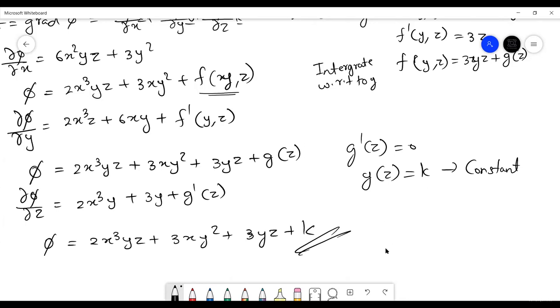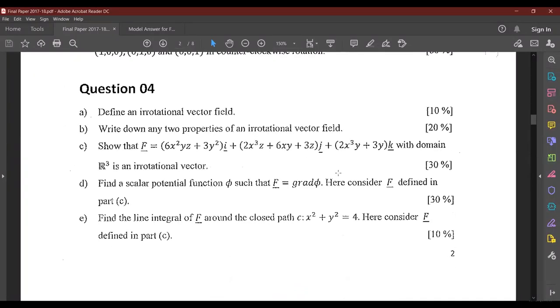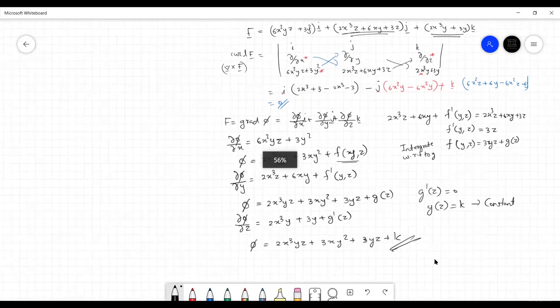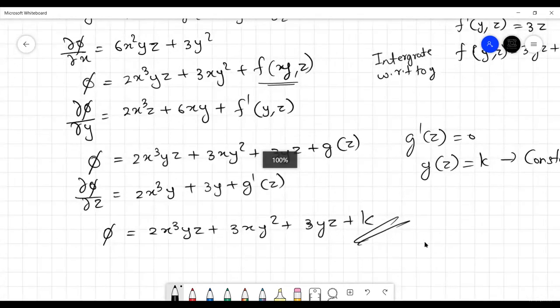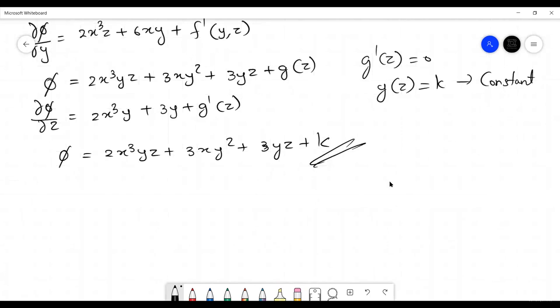So finally, the last part, they're asking us to find the line integral around a closed path. Consider the same F, right? So this is fairly simple, right? In the previous part, you know a law, Stokes law, right? So what is Stokes law? Stokes law states that the surface integral of curl F · N dS is equal to the line integral of F · dr, right?